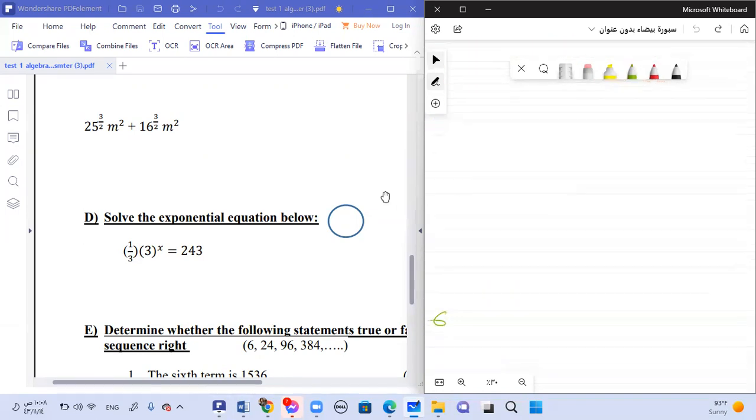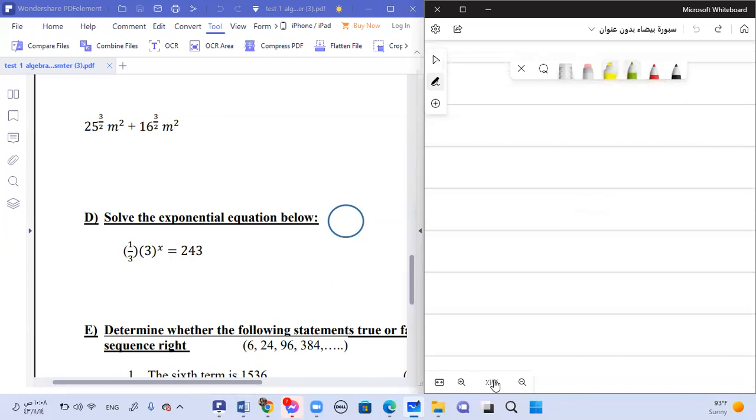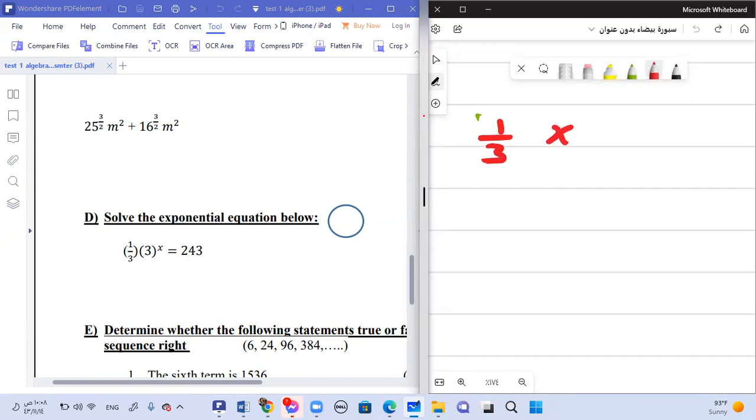I will repeat again. It is very important. I will explain it again. x equals 6. 1/3 times 3 to the power of x, what?